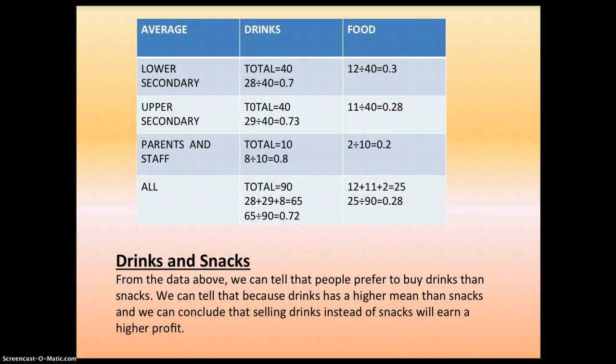There's a table that shows the average of the food and drinks of lower sec, upper sec, parents and staff, and all. From the data above, we can tell that people prefer to buy drinks rather than snacks. We can tell that because drinks have a higher mean than snacks, and we can conclude that selling drinks instead of snacks will earn a higher profit.